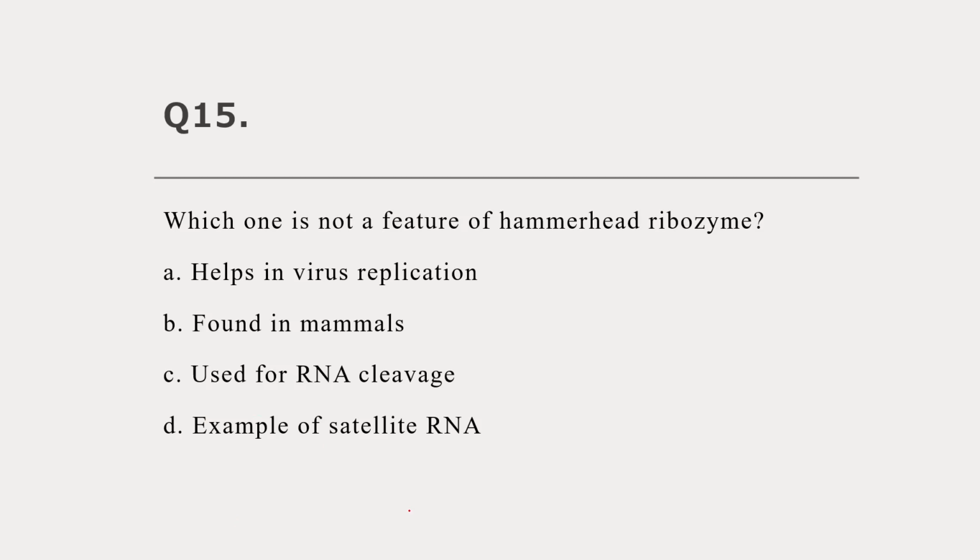This is one example of a small ribozyme, that is hammerhead ribozyme. We have talked about RNase P, that is ribonuclease P, and also self-splicing introns. These two ribozymes we have talked about, and also hairpin ribozyme, hammerhead ribozyme, and HDV. These are included in small ribozymes. So, which is not a feature of hammerhead ribozyme? Helps in virus replication, found in mammals, used for RNA cleavage. Next D is example of satellite RNA.